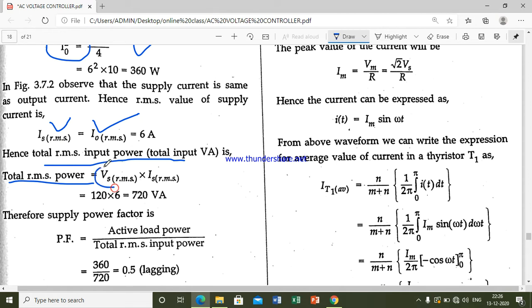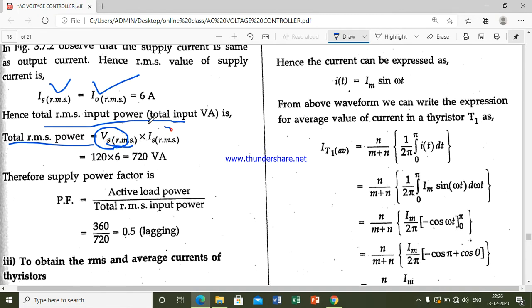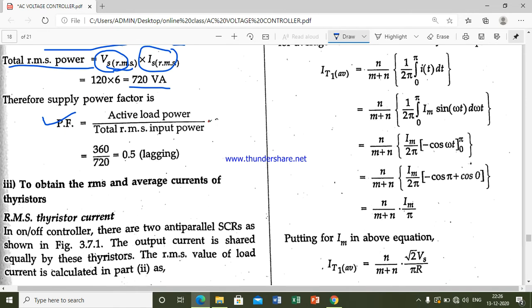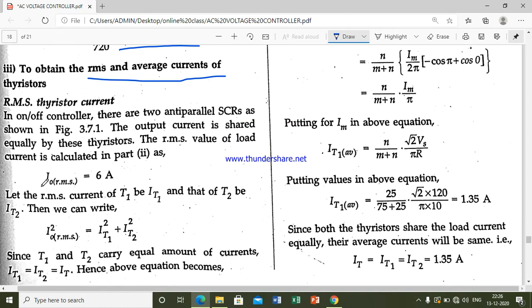If you want to calculate the input power, you can calculate total RMS power as Vs into Is, Vs RMS into Is RMS, you will get this. You will get 720 volt-amperes. Next, power factor is equal to active load power divided by total RMS input power. So we will get this one as 0.5 lagging.